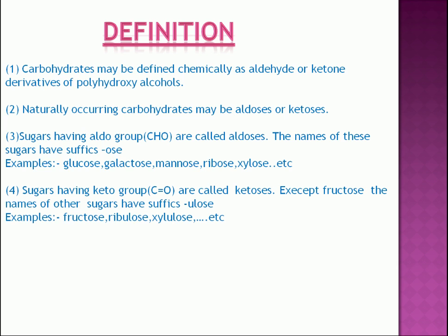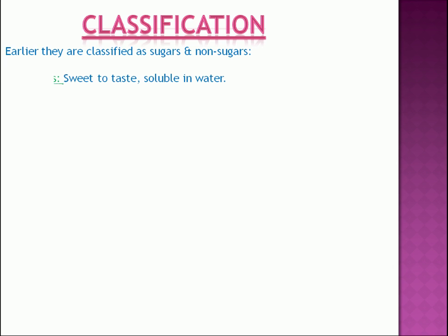Sugars having a keto group are called ketoses. Except fructose, the names of other sugars have the suffix "ulose". Examples: fructose, ribulose, xylulose, etc. Classification. Earlier, the carbohydrates were classified as sugars and non-sugars.